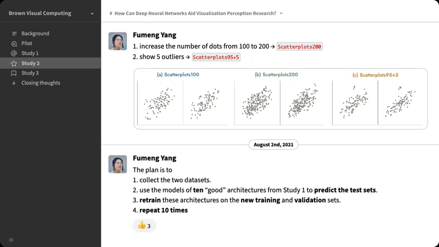We then collect the 2 datasets and use the model from study 1 to predict the new test sets without fine-tuning or refitting. We also retrain these architectures on the new training and validation sets in order to make a fair comparison.